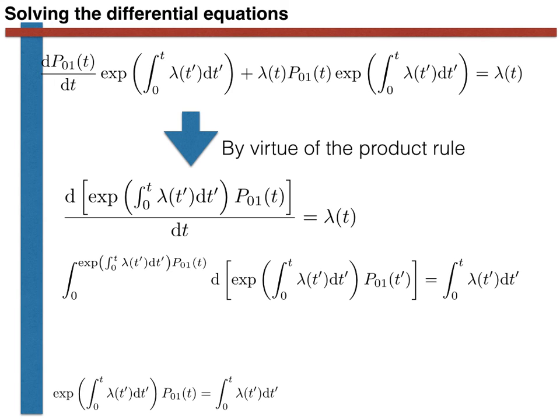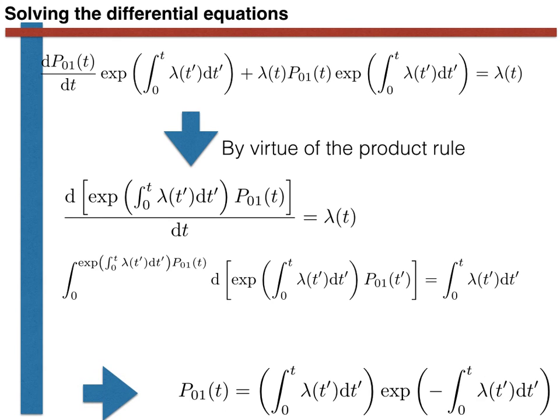As on the previous slide, we cannot do the integral on the right-hand side, as the integral here is written in terms of a function that we do not know, lambda t prime. The final result we get to is shown here. We can rearrange this expression by multiplying both sides by e to the power of minus the integral between 0 and t of lambda t prime dt prime to get the final result for p01 of t.